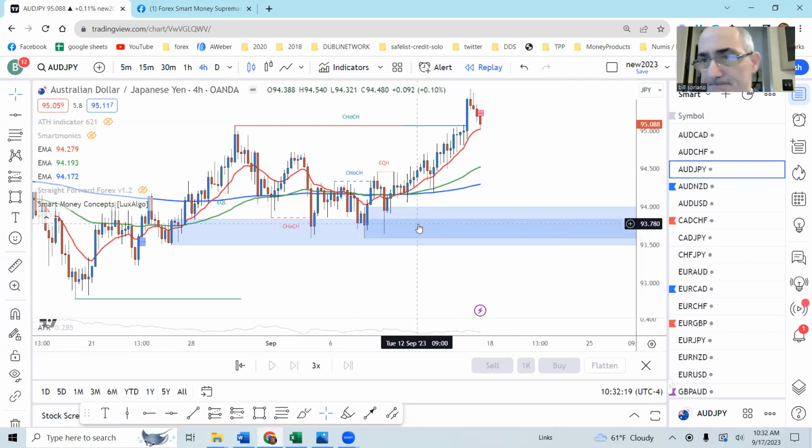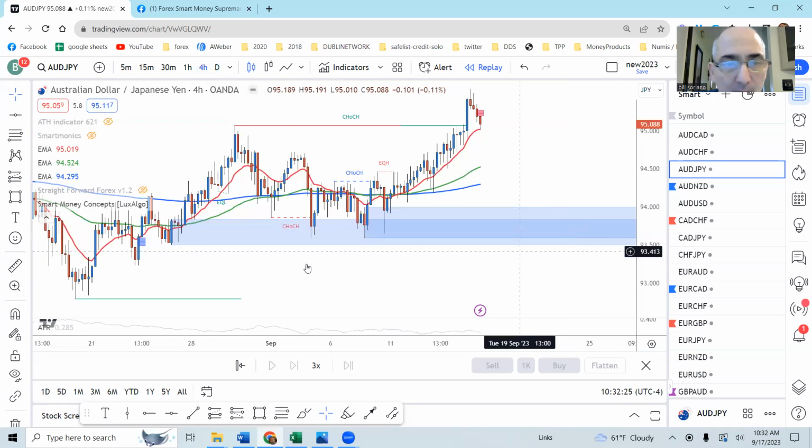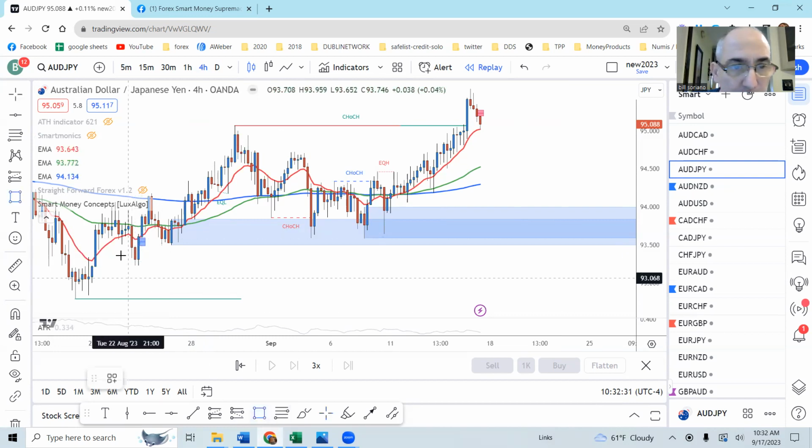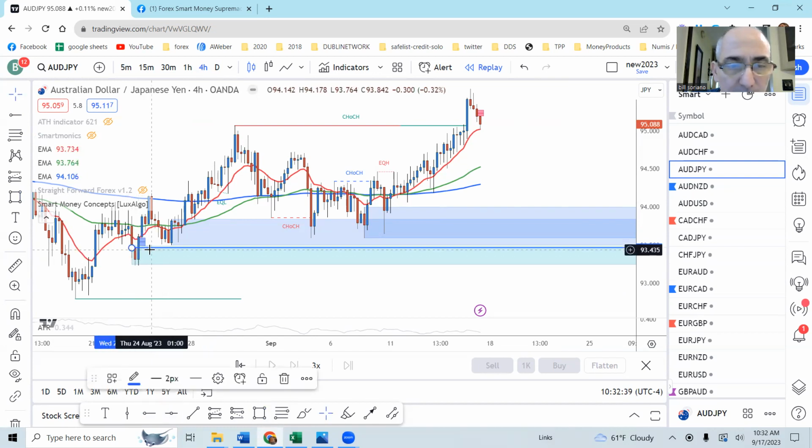There's no imbalance. And so there's no reason really for them to come back to this area, but there is a reason for them to come back down to here. So we're going to mark up this order block right here, and we're going to put our point of interest right at the open of that red candle.